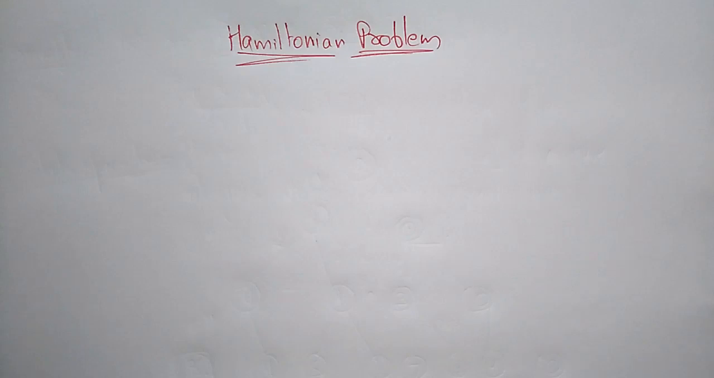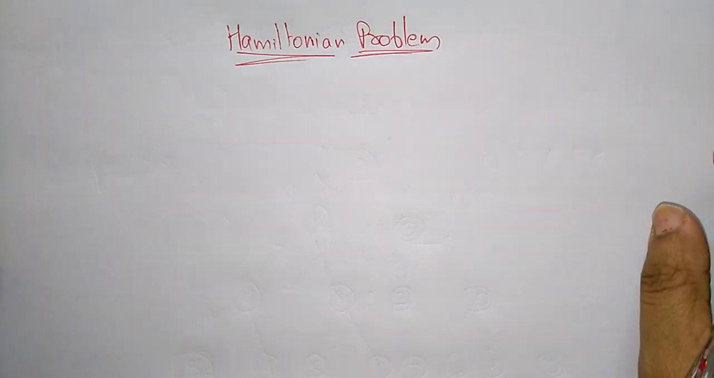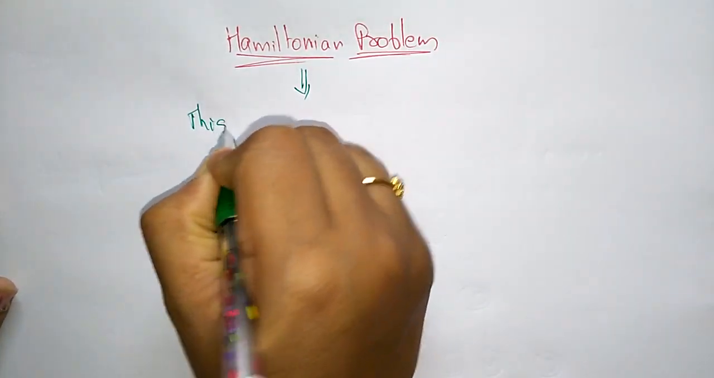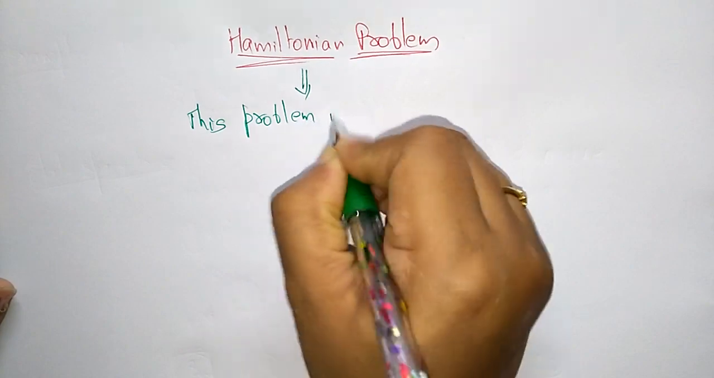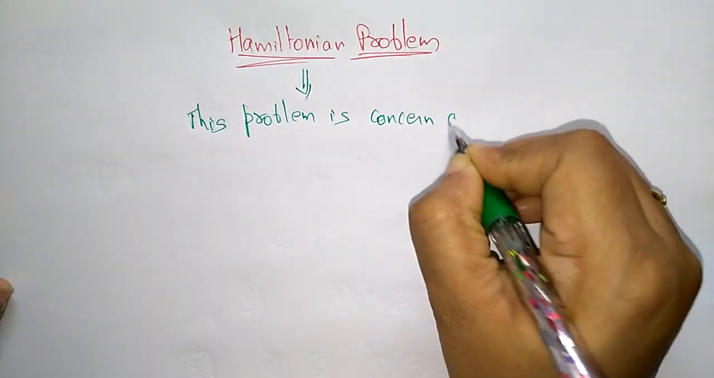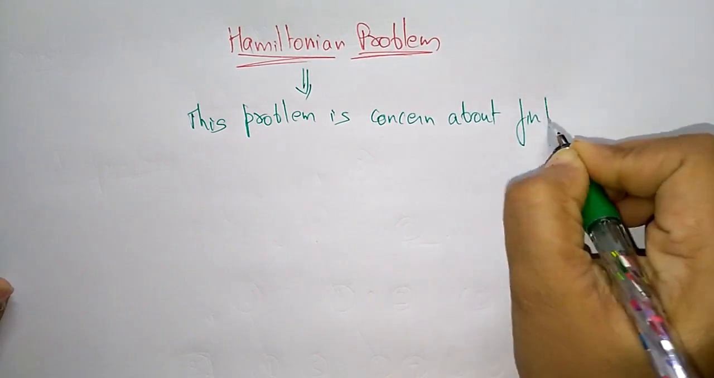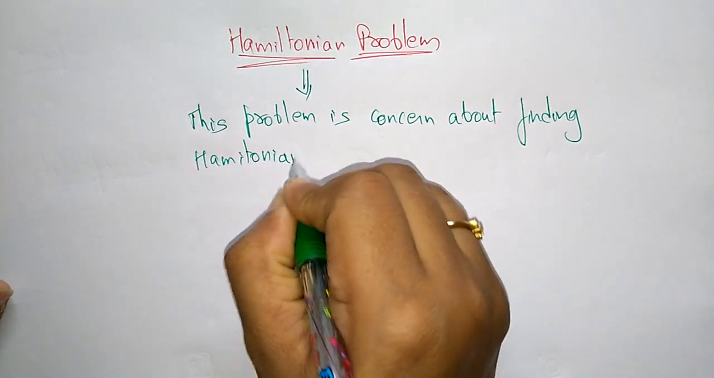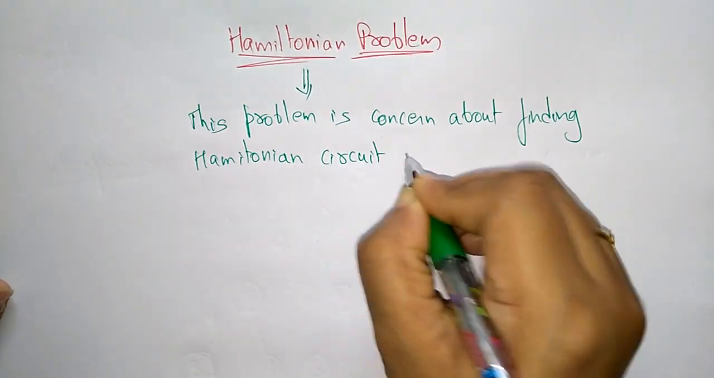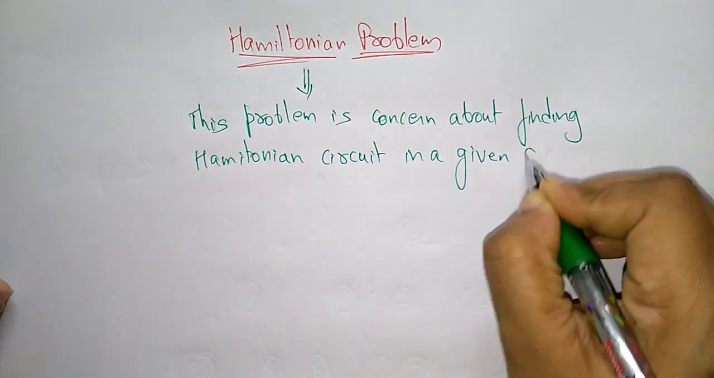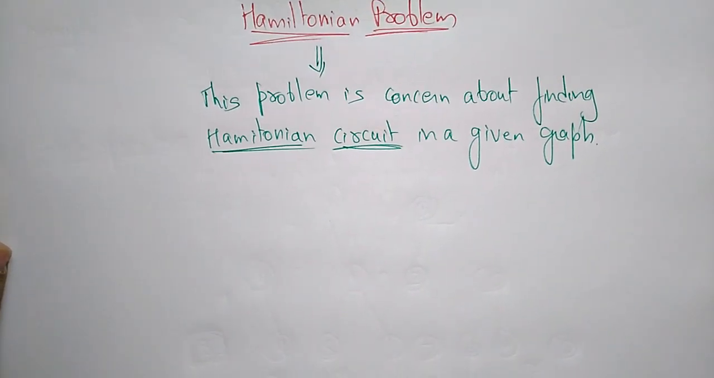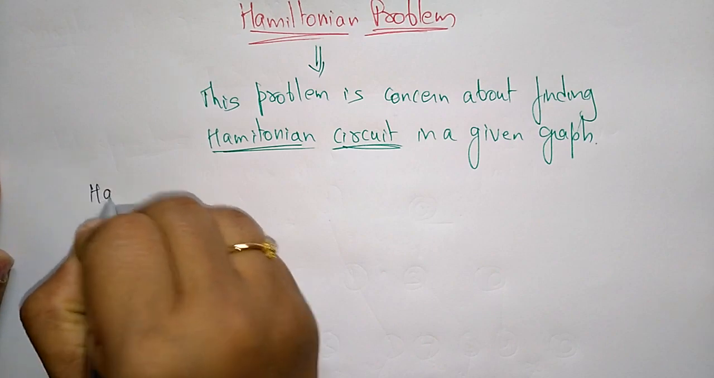Students, coming to the next application in backtracking, that is the Hamiltonian problem. We also call it the Hamiltonian circuit problem. So what is this Hamiltonian problem? This problem is concerned with finding a Hamiltonian circuit in a given graph. Whatever graph they give, for that given graph we have to find the Hamiltonian circuit. Then what do we call this Hamiltonian circuit?